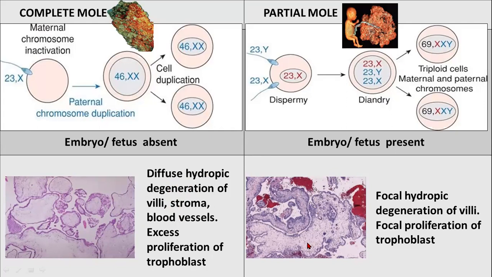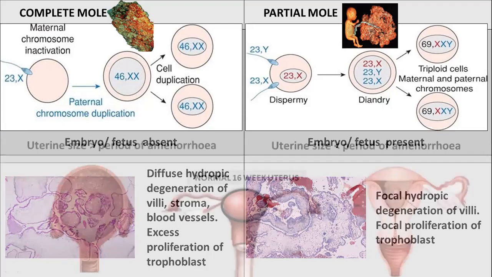And in other cells, there may be hydropic degeneration. So only focal areas are involved. Some of the trophoblastic proliferation and other is the hydropic degeneration with the presence of some of the blood vessels and the fetus. Okay, this is the main difference between the complete mole and the partial mole. Let us see other differences which are present between them.